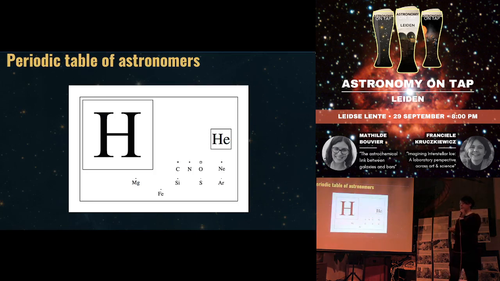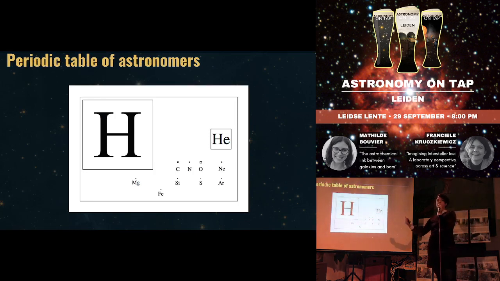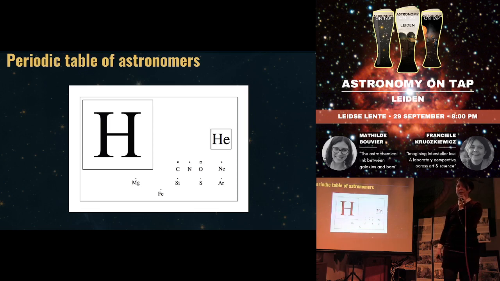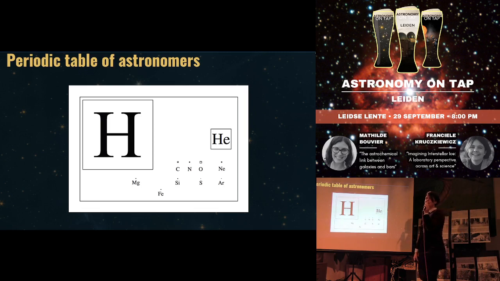But I'm interested in understanding different routes to form these molecules. And here I brought the periodic table of astronomers, which, I am a chemist actually, and this looks boring, but actually gives a lot of information about the species that we have in space and their abundance. The size of the atoms that you see here corresponds to their abundance in space. So the most abundant species is atomic hydrogen. Then we have helium and a minor abundance of other species.